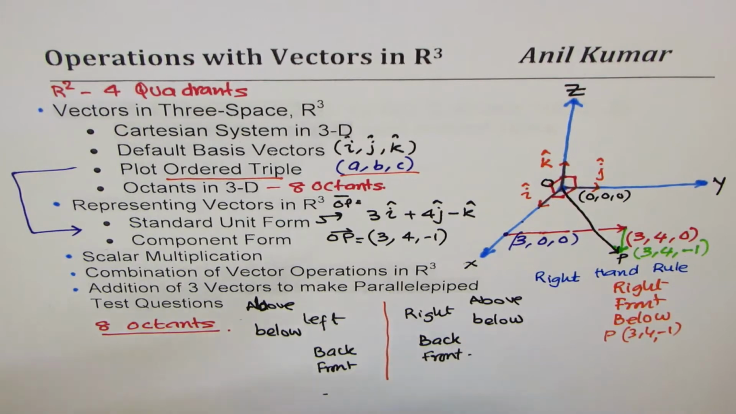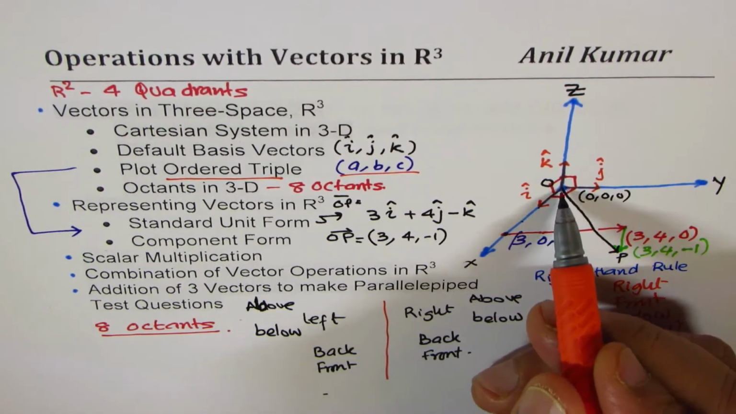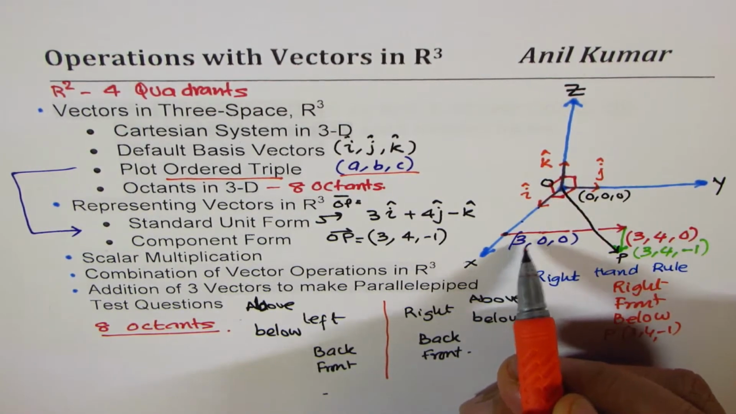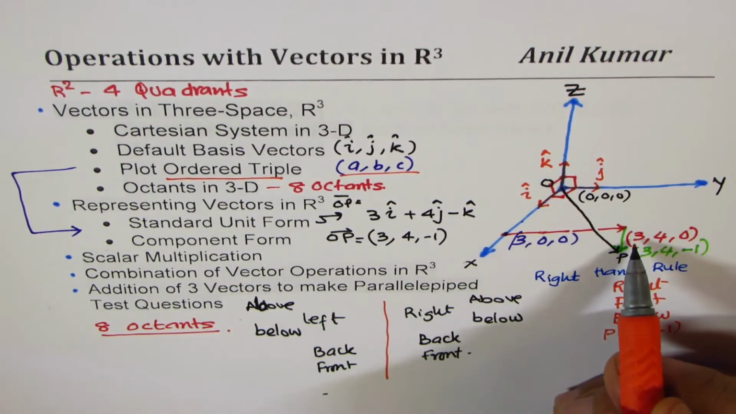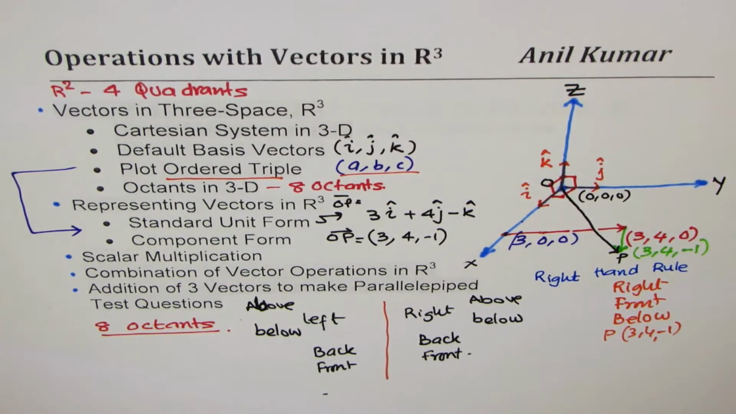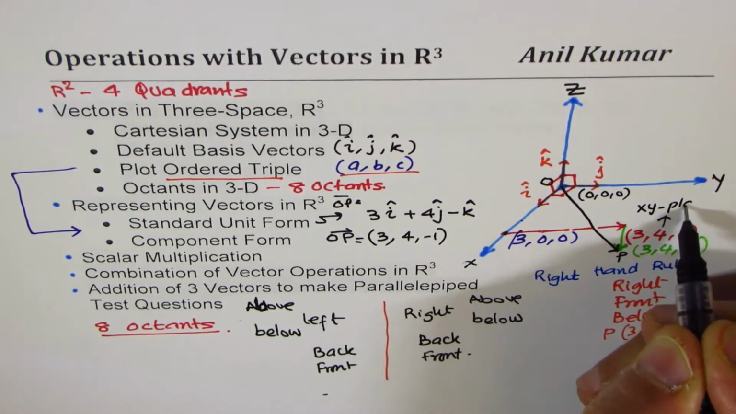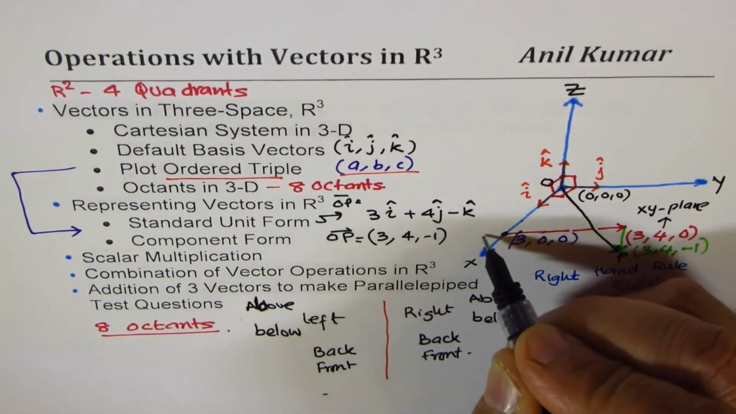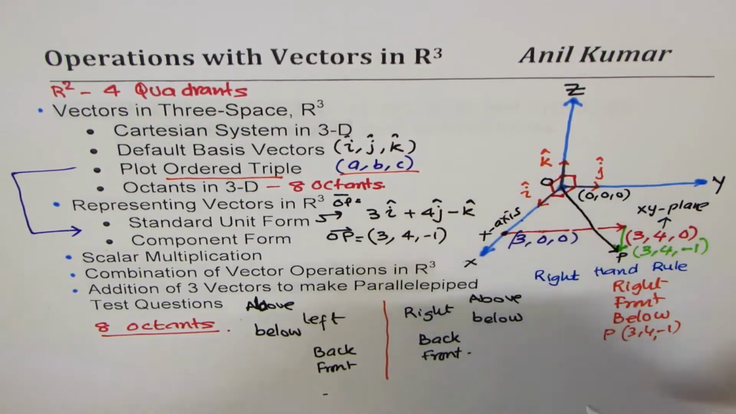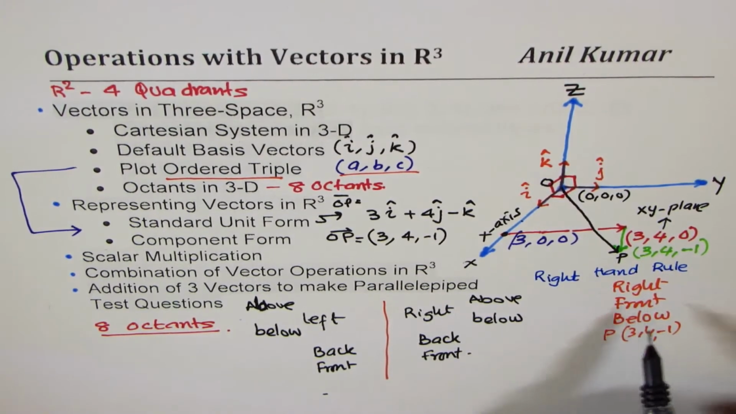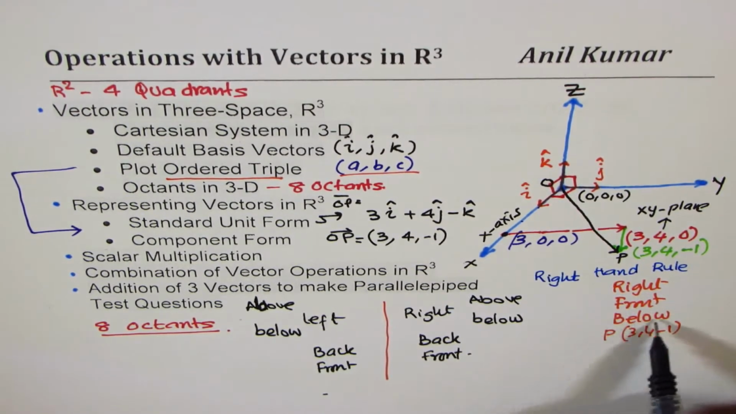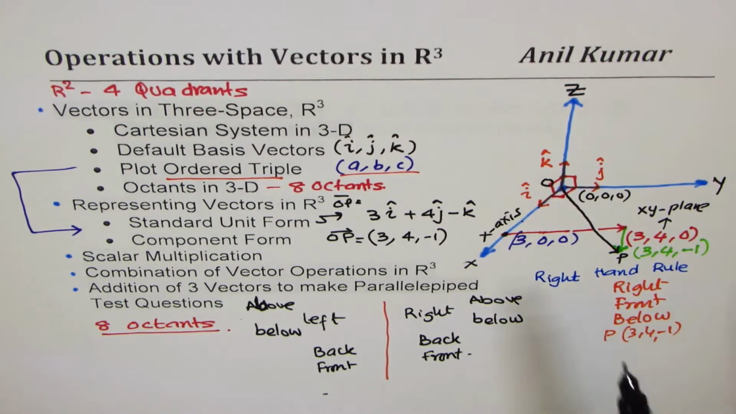The other way to describe is like this: the point (3, 0, 0) lies on the x-axis. The point (3, 4, 0) lies on the xy plane, so we could write this point as on the xy plane. This point is on the x-axis, and the point P lies in the octant right front below. That is how you're going to describe the position of points in R3, correct?